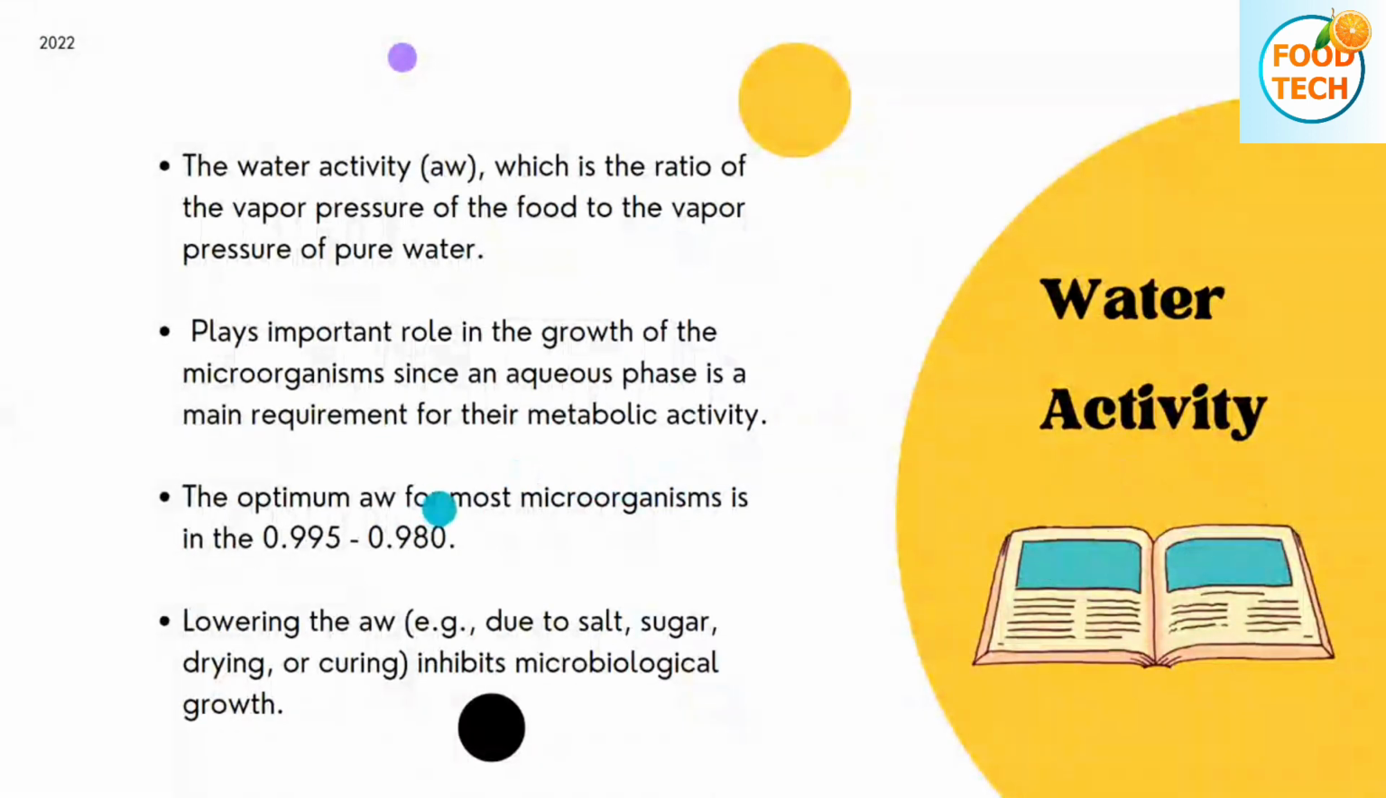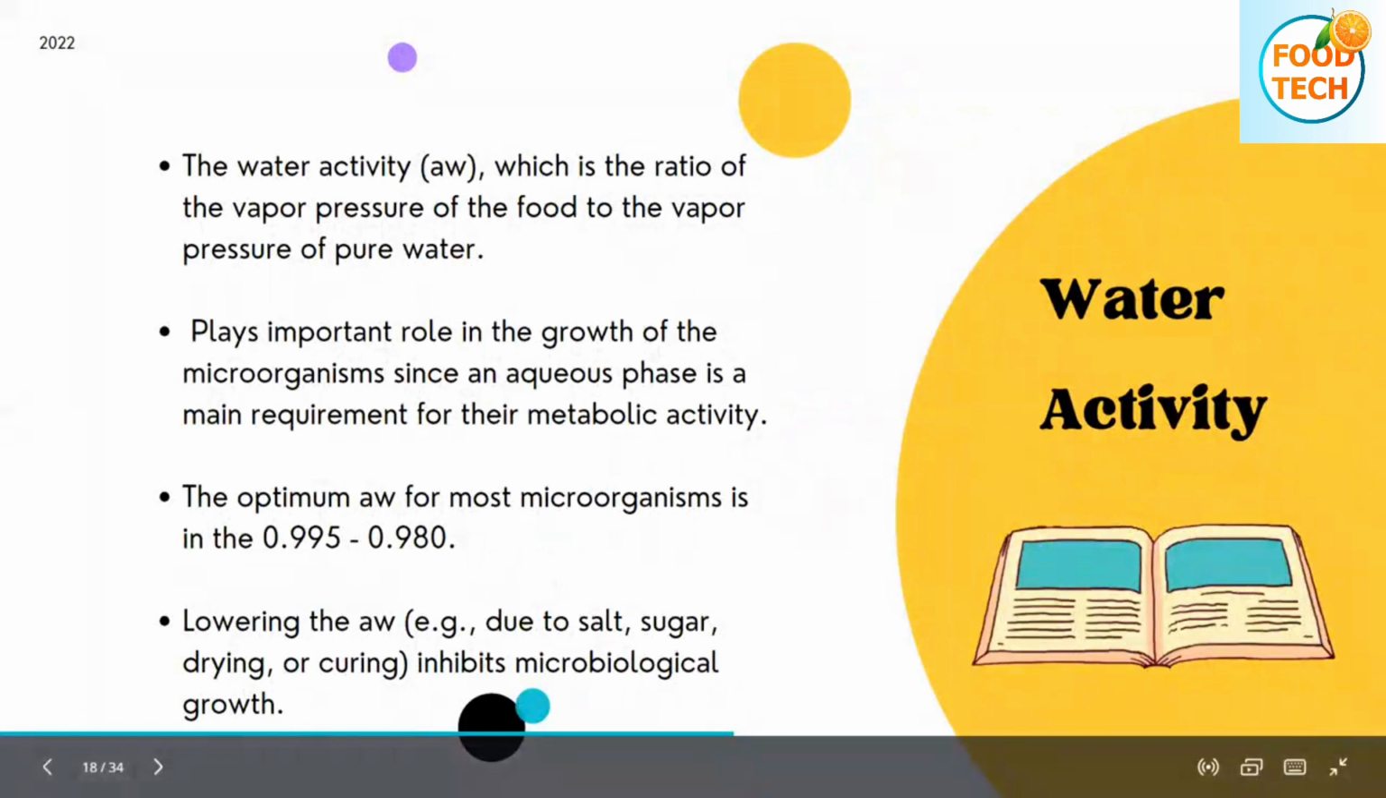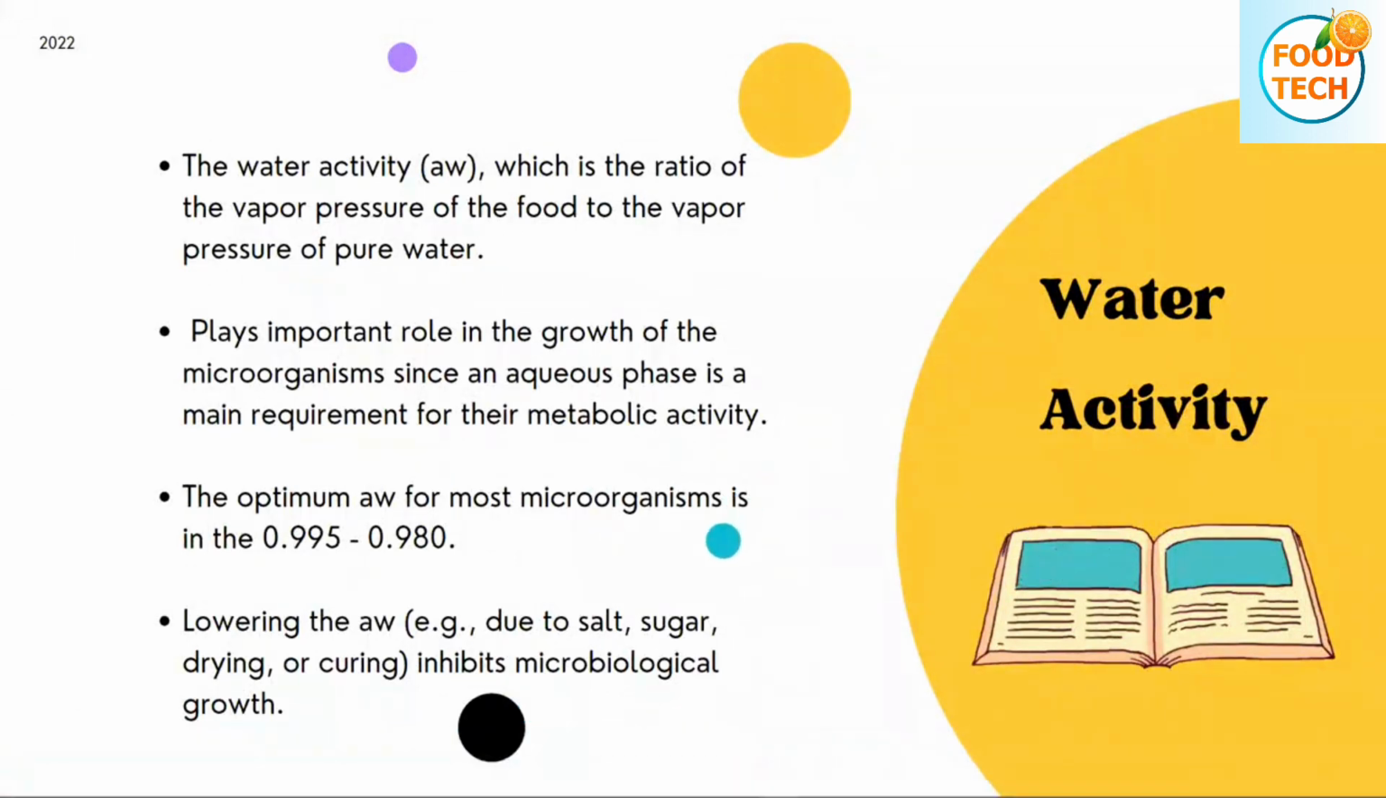Just remember these figures. Lowering the water activity inhibits microbial growth. Have you wondered why salt is added, sugar is added, or why we dry the food? We dry it or add high amounts of salt or sugar to lower the water present in those foods, right? This helps to protect the food. So just remember these figures: 0.995 to 0.980. This is the optimum water activity that must be present, at least, for bacteria to grow, right?